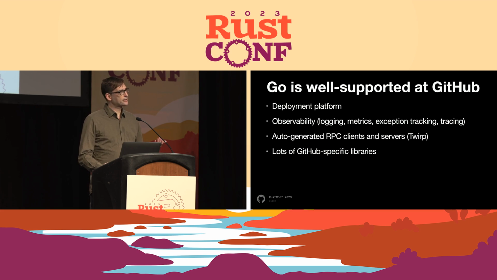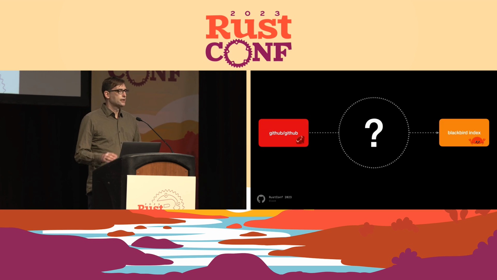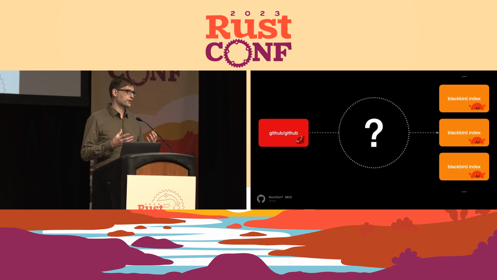But as I said, we decided to write our search engine in Rust. So we need to figure out how we are going to connect this Rust search engine with the rest of the Ruby on Rails and Go ecosystem at GitHub. And it's not as simple as this picture. In fact, each cluster that we have for Blackbird has 32 pieces of the index called shards that all run on separate servers. So we need to connect all of those to be able to do a search and to index content. So how are we going to do that?